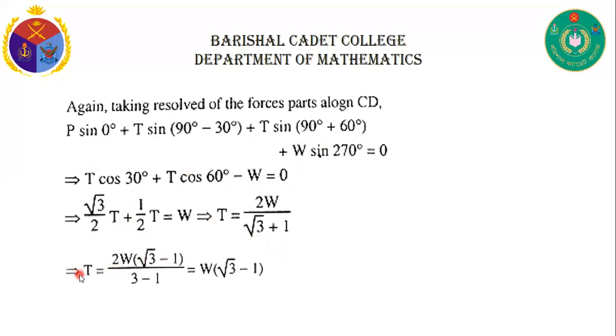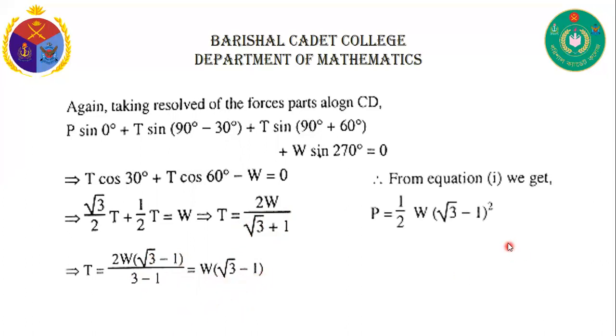And now, we know that we cannot give any answer while the denominator is an irrational number. So we have to multiply by the conjugate of this irrational number, that is root 3 minus 1. Multiplying this we get 3 minus 1, and T equals W into (root 3 minus 1).